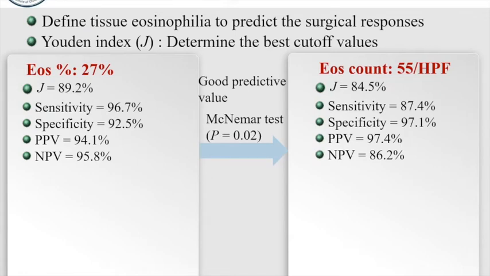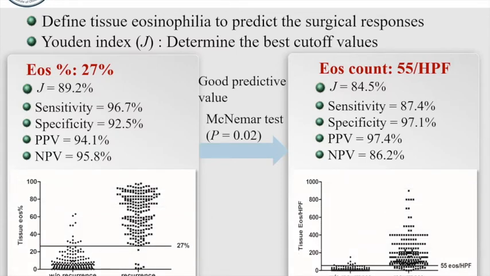The next step is to define tissue eosinophilia to predict the outcome of surgical treatments in reality. In this case, we determined the best cutoff values for those two tissue eosinophil markers by calculating the Youden index. We found both a cutoff value of 27% for eosinophil percentage and a cutoff value of 55 for absolute count exhibited good sensitivity and specificity. When using the McNemar test, the comparison supported that the predictability of tissue eosinophil percentage was better. These two figures show how the two cutoff values nicely discriminate the two groups of patients respectively.